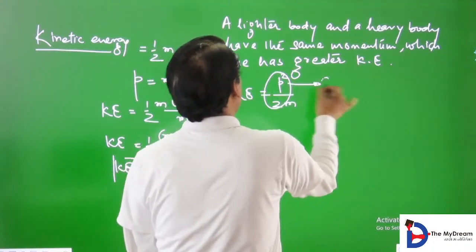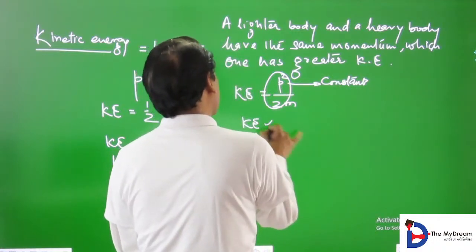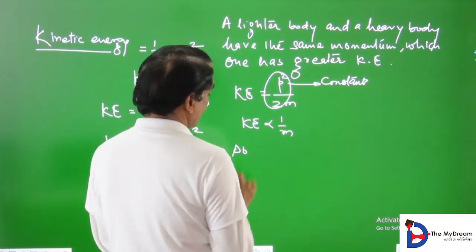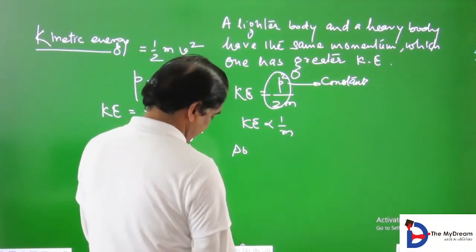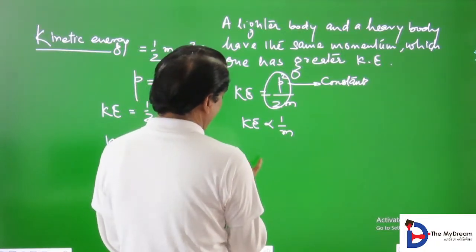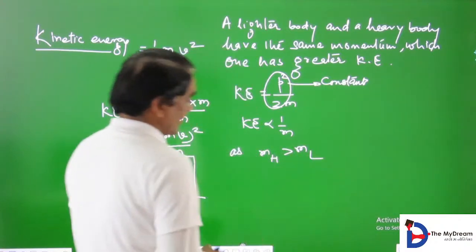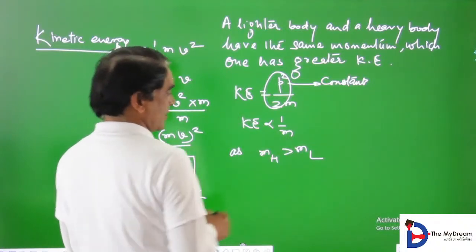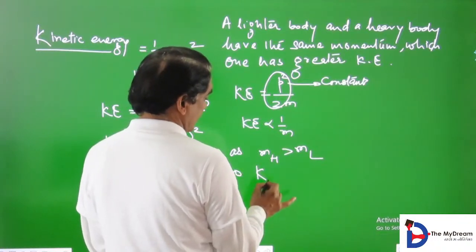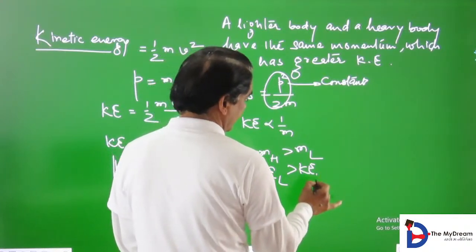ये तो बटे कांस्टेंट हो गए. So kinetic energy is inversely proportional to mass. क्या दिया आपको? As mass of the heavy body is greater than mass of the lighter body, जिसका मास ज्यादा होगा उसकी काइनेटिक एनर्जी कम होगी, और जिसका मास कम है उसकी काइनेटिक. So kinetic energy of the lighter body is greater than the kinetic energy of the heavy body.